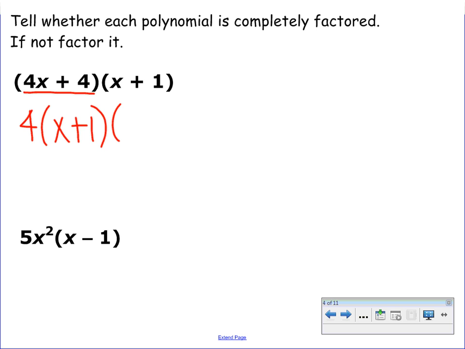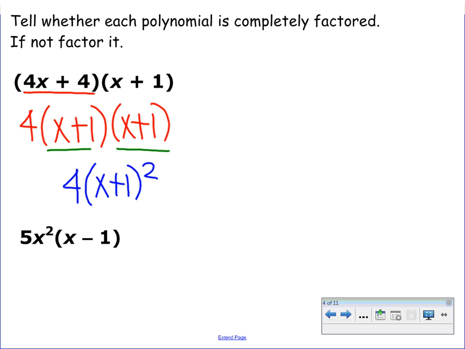The second binomial cannot be factored. x plus 1 is in simplest terms. Now I notice that I have two x plus 1s. Okay, so another way I can rewrite this would be 4 and (x plus 1), that quantity squared.